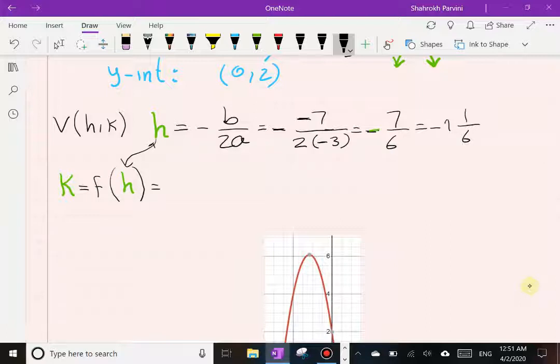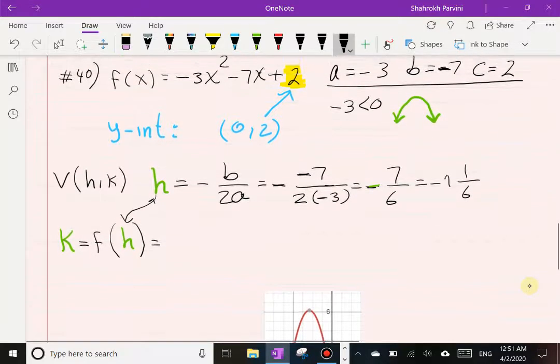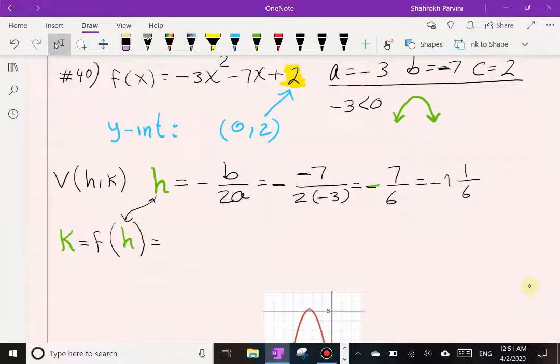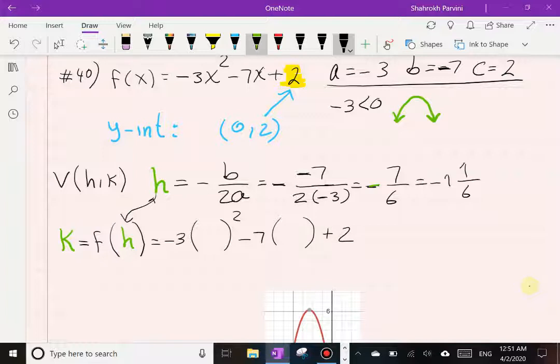So I need to go to the function actually to do this. The function is right up in front of exercise number 40. So I'm going to plug in -7/6, not the mixed number, but the improper fraction. So this is going to be -3 times that squared, -7 times -7/6 plus 2. And I'm going to put now -7/6 in here. That's what f at h means. Remember, h was -7/6. This is what h was, right?